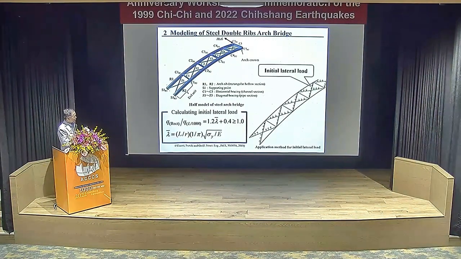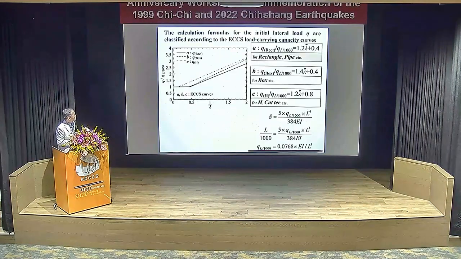Another problem is how to add this load, that means the directions. We first performed a pushover analysis and found the diagonal braces deformed upward, and the rest deformed downward. So we just use the result from the pushover analysis and the same directions. This is skipped.